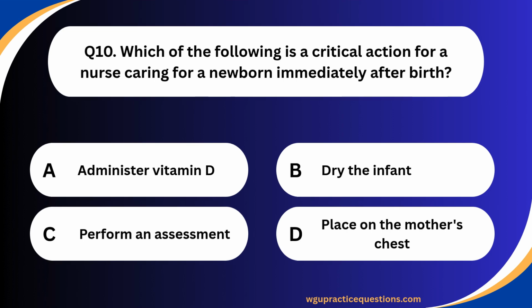Question 10. Which of the following is a critical action for a nurse caring for a newborn immediately after birth? A. Administer vitamin D. B. Dry the infant. C. Perform an assessment. D. Place on the mother's chest. Which one is the correct answer?